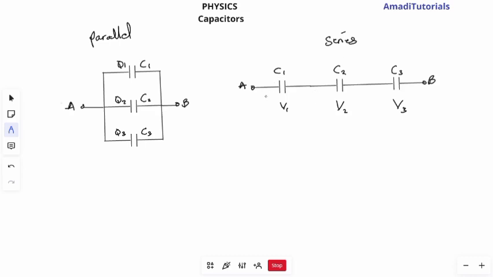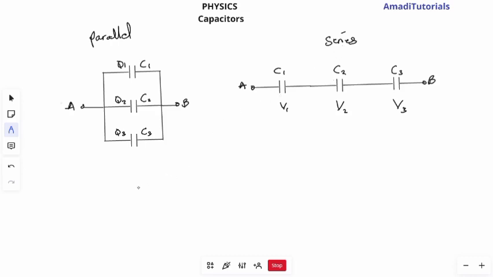Like you see here, C1 is connected to A, but its end is not connected to B. Rather, its end is connected to C2. So that's a series connection. And C2 is connected to C1 and its end is connected to C3. That's a series connection. They are not sharing the same terminal. So they are connected back to back, end to end. So this one is called series connection.